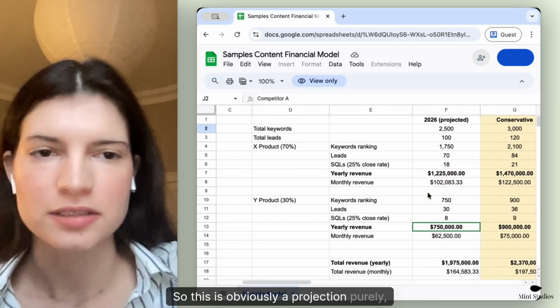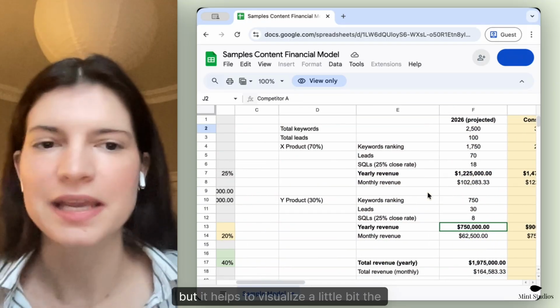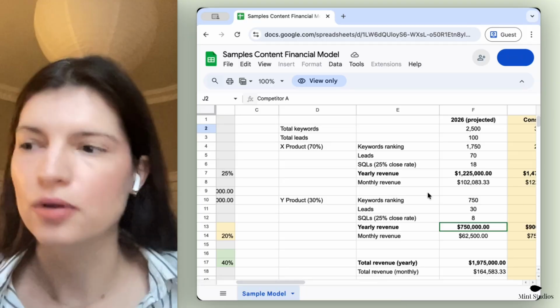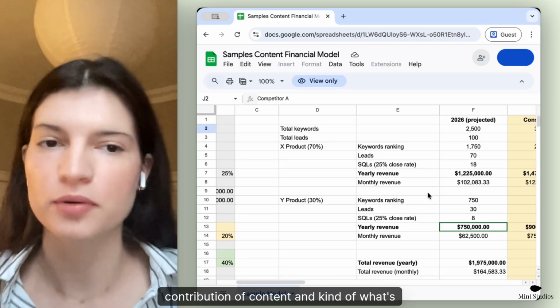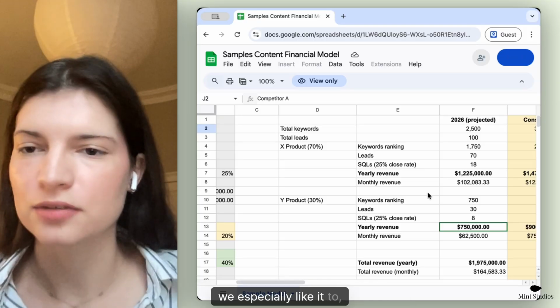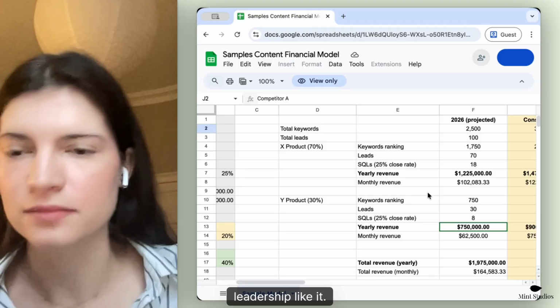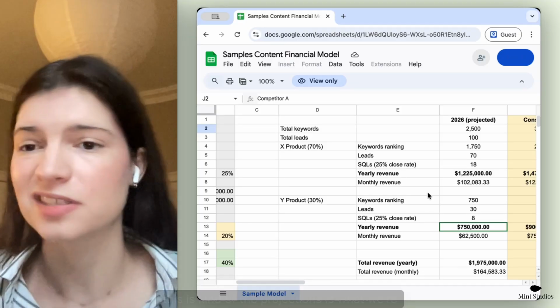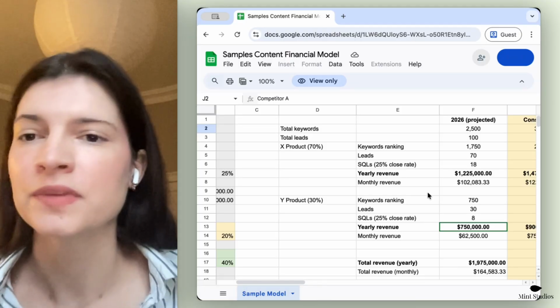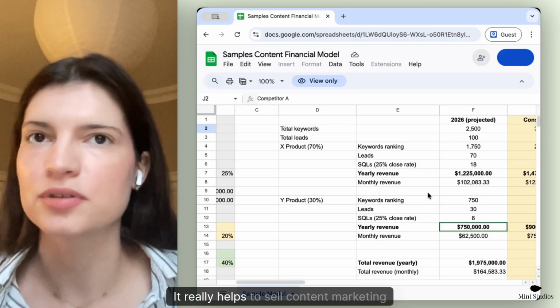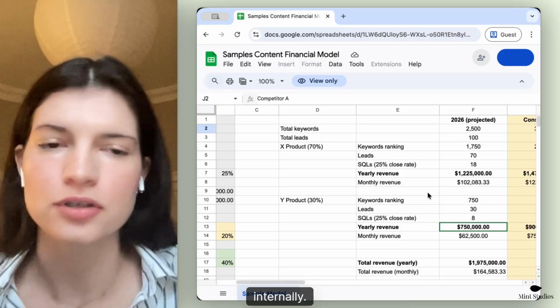So this is obviously a projection, purely estimates, but it helps to visualize a little bit the contribution of content and what's possible. And leadership especially likes it, right? This is a good way to talk to them and say, look, these are the projections, this is what we're expecting. You're talking their language. It really helps to sell content marketing internally.